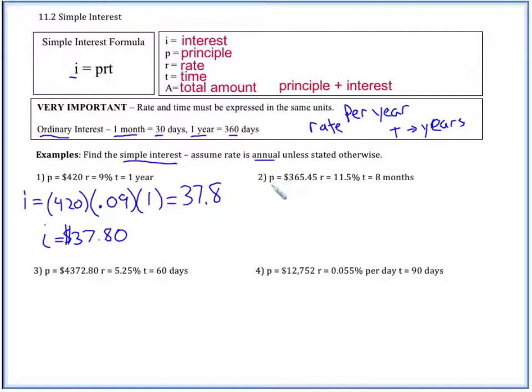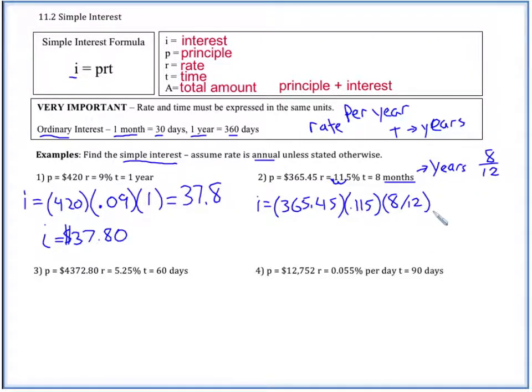Now in question 2, we want to find the interest again. So we do I equals PRT, so the principal is 365.45. Our rate is 11.5, so remember we're going to move this 2 to the left, so we actually type in 0.115. Now here, our time is in months, and we need to make sure that we change this into years. And in order to do that, we have to say, well, how many months are there in a year? Well, there's 12. And so we're just going to multiply by 8 divided by 12 here. So 8 months out of the 12 in a year is 8/12.